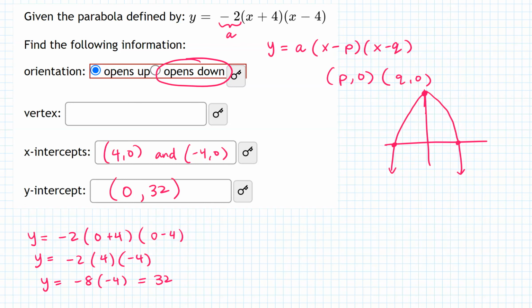Now, this is an interesting case because the vertex always falls halfway between the x-intercepts. One way that you could think about it is you could add 4 and -4 and then divide that value by 2. So 4 plus -4 is 0, divided by 2, which is 0. So this is an interesting case where the y-intercept is actually the vertex because it's halfway between the x-intercepts. And so the vertex here is also going to be (0, 32).